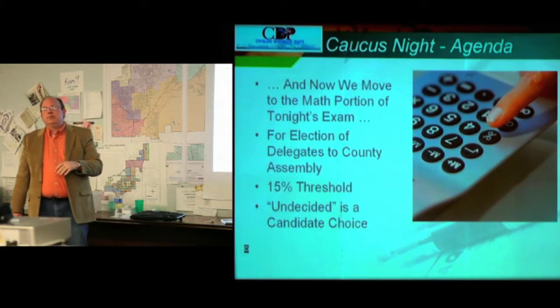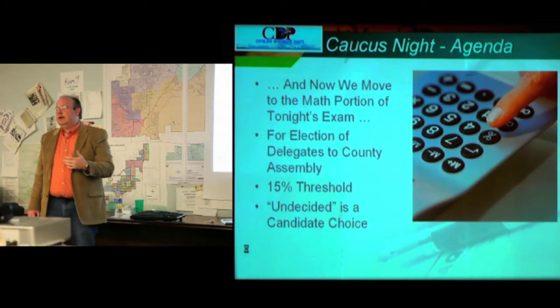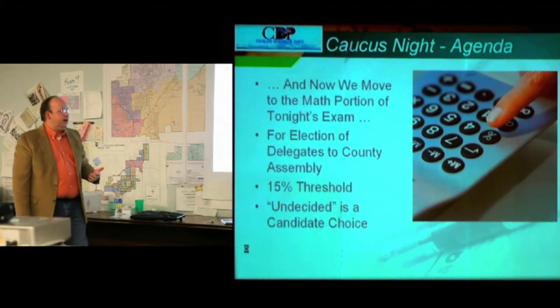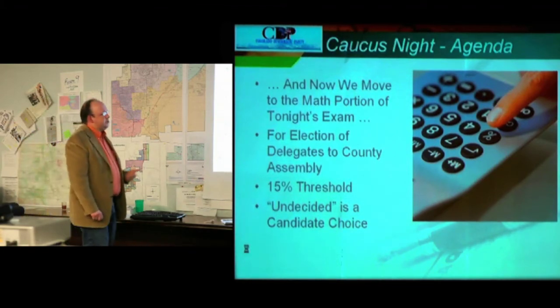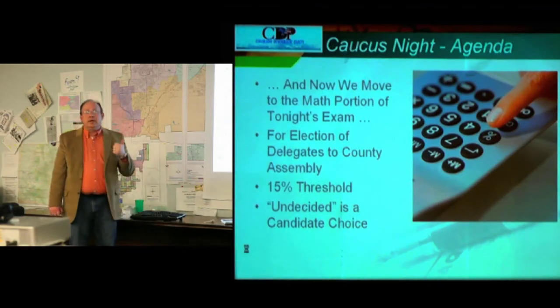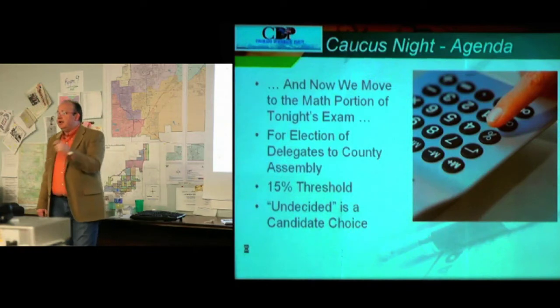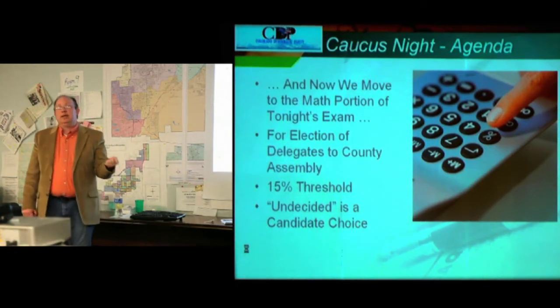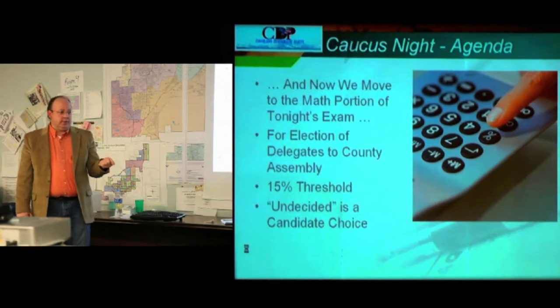And this is where people start to glaze over, their eyes kind of get heavy. Oh, I hate math. But you've got to do some math. There's a couple of keys to remember. Number one, regardless of how many people you have there, regardless of how many delegates you have to elect, if a candidate doesn't get 15% of the votes, they don't get any delegates, period.